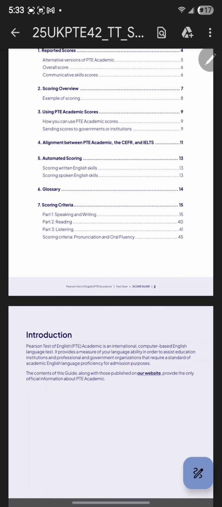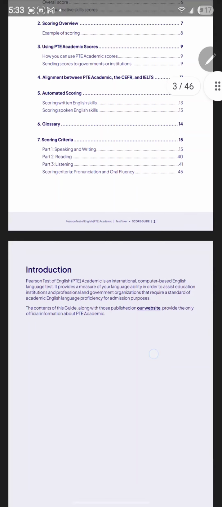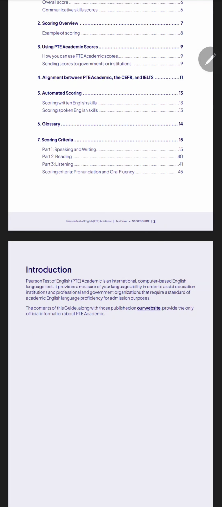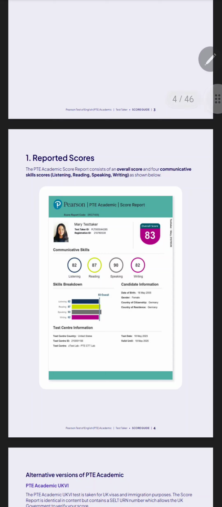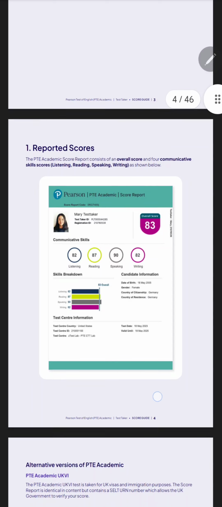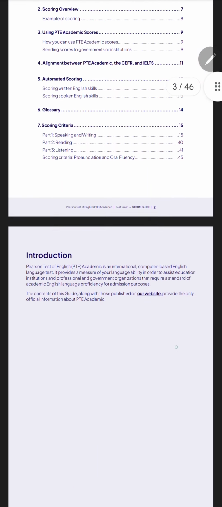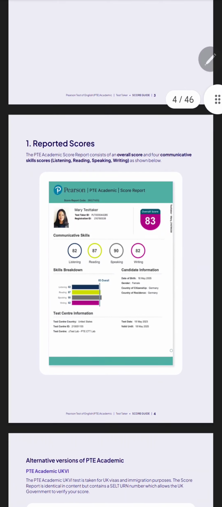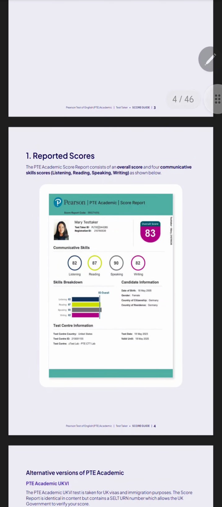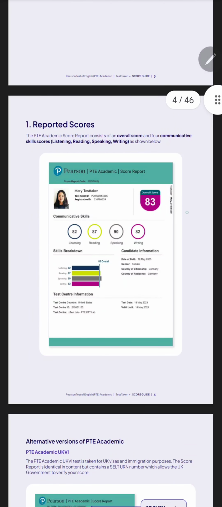So first of all, maybe I need to work on my pronunciation and oral fluency. Introduction. Okay, so maybe I will skip this part. Reported score. So apart from working on my 4 English skills and vocabulary and grammar, I need to work out in the gym because I need to take an ID photo again.